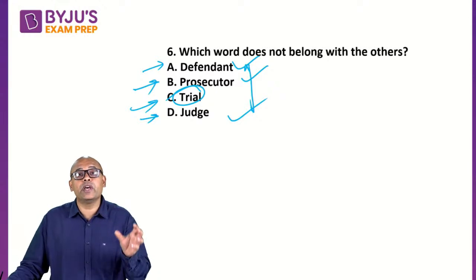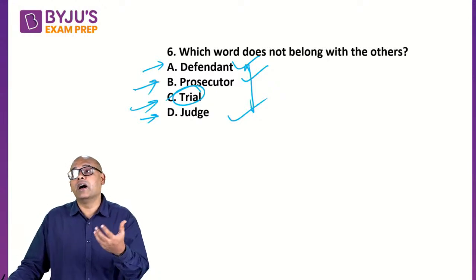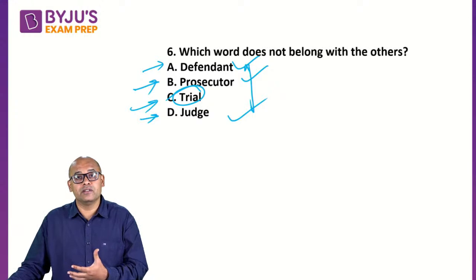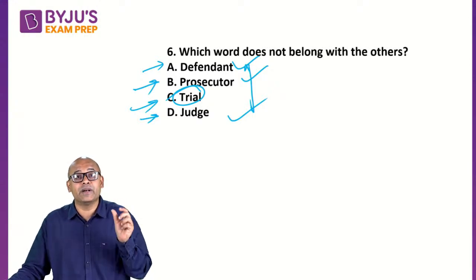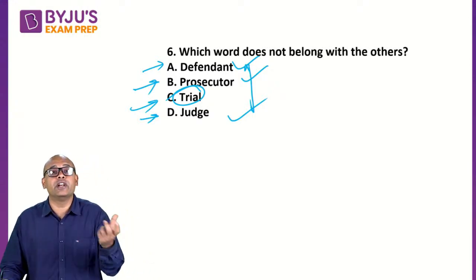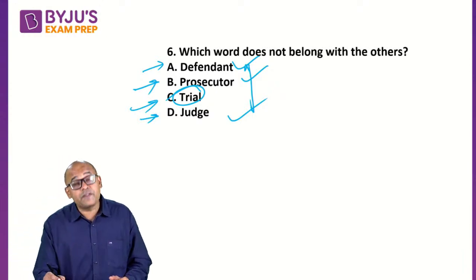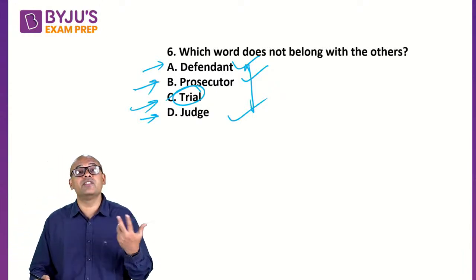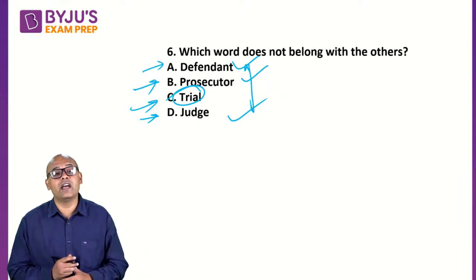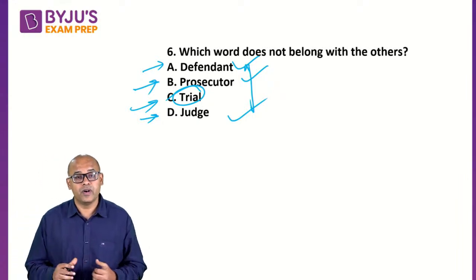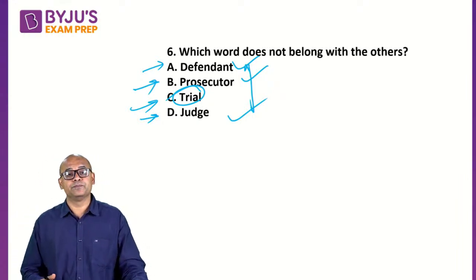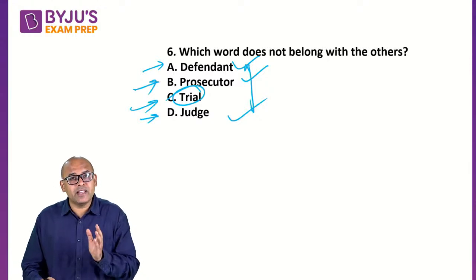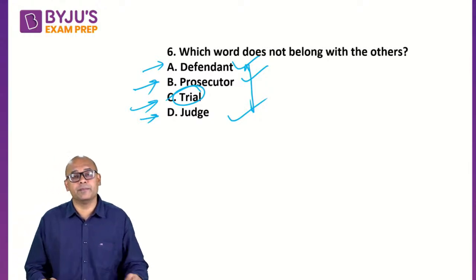Trial is a process where you talk about whether somebody is wrong or right. That's a process. It's not a person per se. The meaning of trial is not related to any particular person. Whereas defendant is a person, prosecutor is a person, judge is a person. So that is the reason why trial is the odd man out. Okay? That's your answer. So yes, as I said, this is easy, but sometimes it could be a little bit tricky.